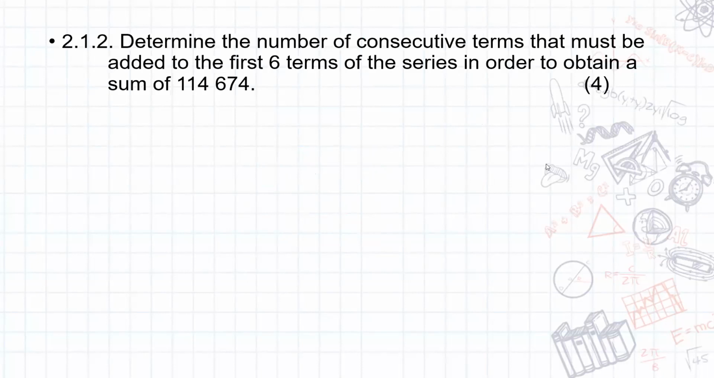The next part of the question says, determine the number of consecutive terms that must be added to the first 6 terms of the series in order to obtain a sum. So we know that the sum is an exponential sum. So we're going to have Sn, and if you look at your formula sheet, you'll find this formula, A1 or R to the power of n. We normally use R minus 1 when your constant value is bigger than 1. Okay, so R to the n minus 1 all over R minus 1.